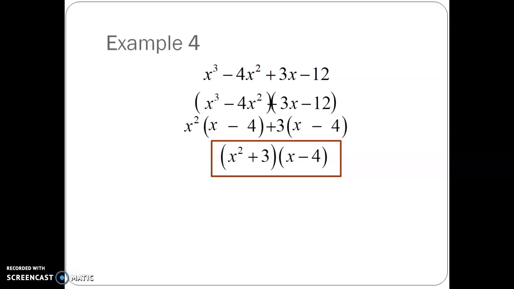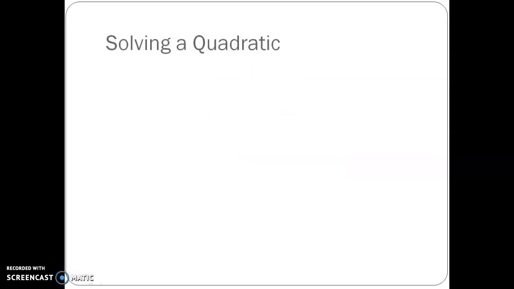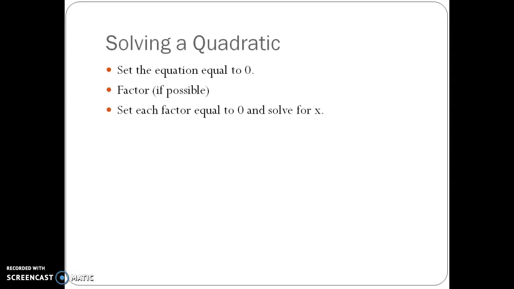All right, the last thing we're going to go over is related to factoring, but is not a factoring method in and of itself. The last thing we're going to talk about is how do you solve a quadratic? So a couple of steps. First, you want to set the equation equal to 0. Once you've done that, then you want to see if you can factor, if it's at all possible. Now, if it's not factorable, you'll end up having to use the quadratic formula, but we're going to see if it's factorable. And if it's factorable, factor it, and then you're going to set each of those factors equal to 0 and solve for x.